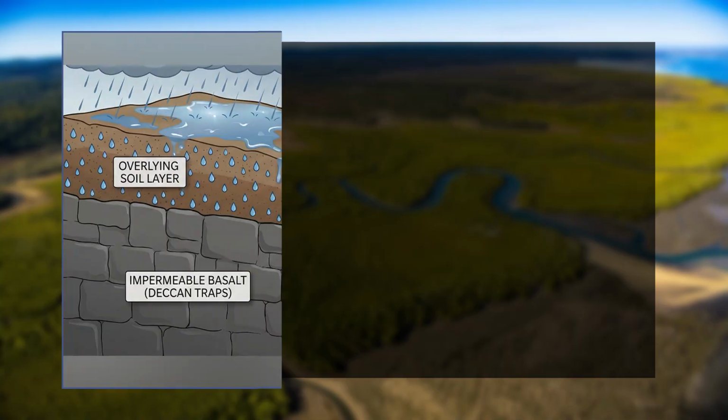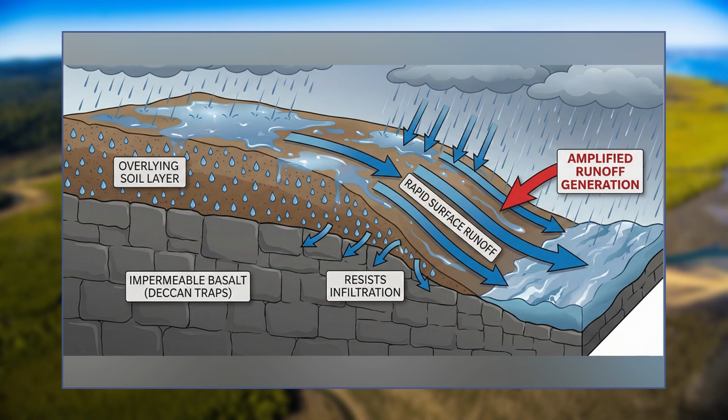Geology also dictates runoff mechanisms. Impermeable rocks such as basalt of the Deccan Traps resist infiltration. This forces water to flow rapidly as surface runoff. If the overlying soils are saturated, it amplifies the runoff generation. This is commonly observed during the active phases of the monsoon. This is the reason that in such watersheds, subsequent rainstorms cause immediate rises in river levels.